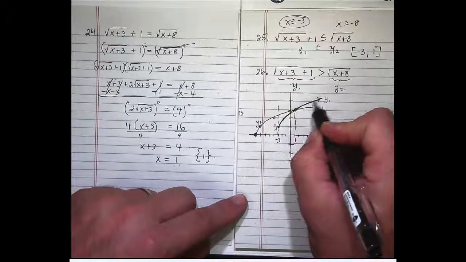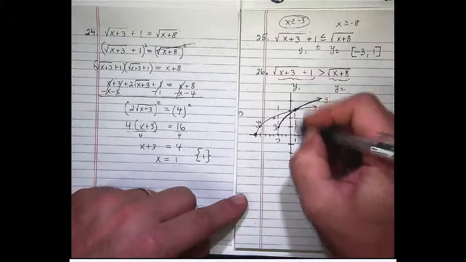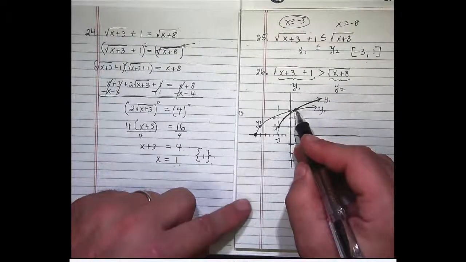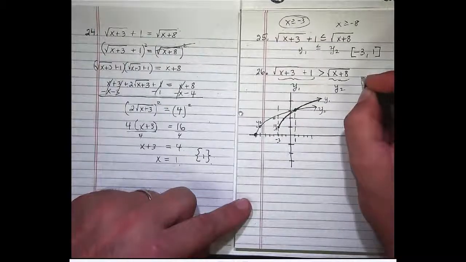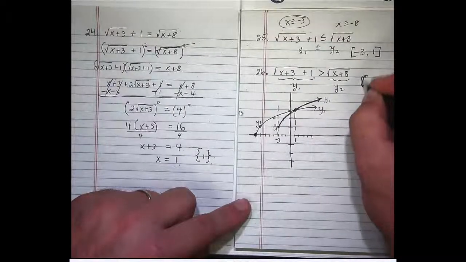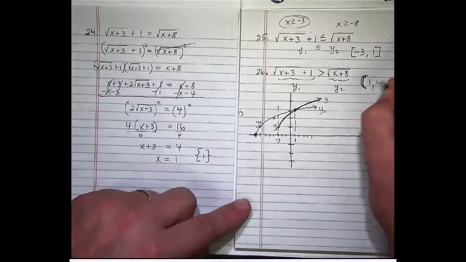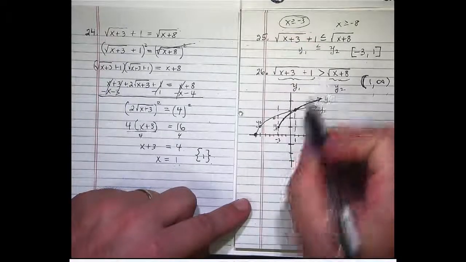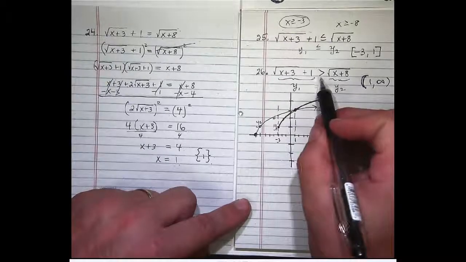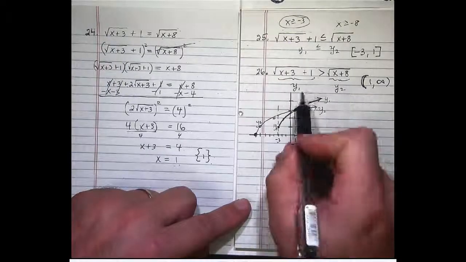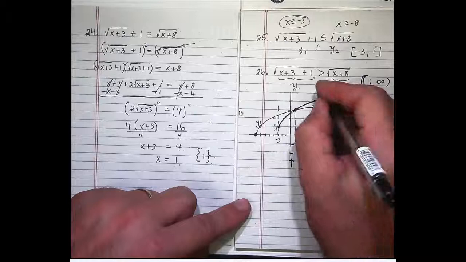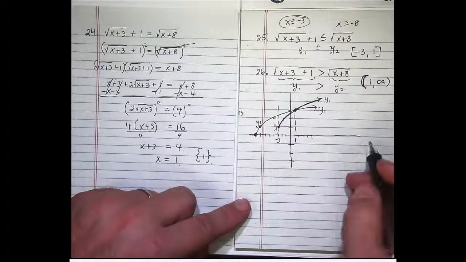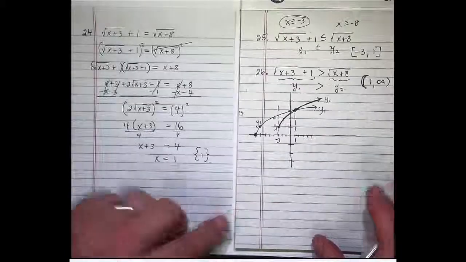y1 moves above y2 after this solution. So we would go from 1. Oh, and I can't include 1 here, can I? Why not? There's no equal sign. So I'm not looking where y1 is equal to y2, which is at this point. I'm looking where y1 is above y2, which is right after this point. So those are your two solutions.